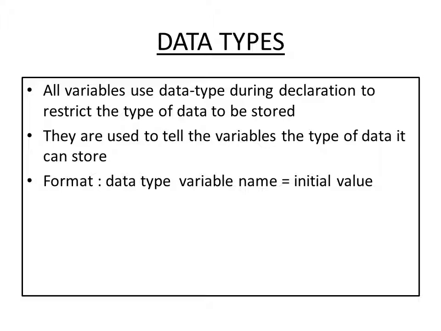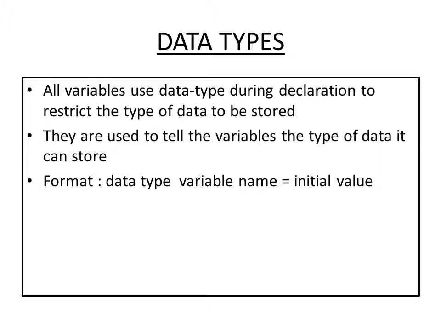That is, suppose you just want to store integer values alone. Here we'll use an integer type, right? So each time you want to store a restricted set of values, we use these types of data types. Now the format is: data type, variable name, equal to, initial value. Variable name is the identifier that we use.